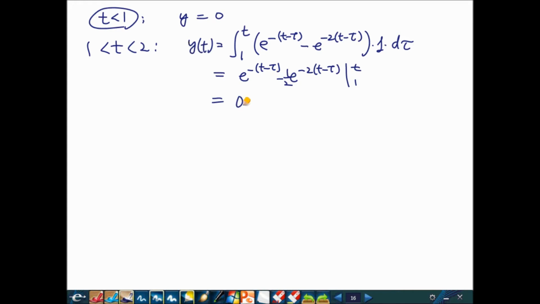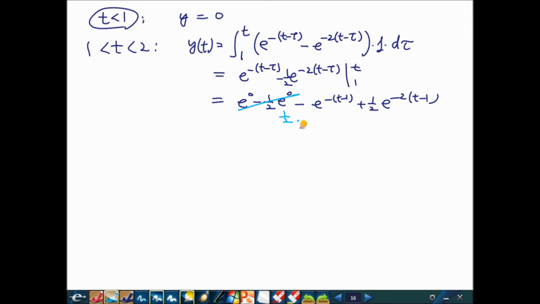So it's e to the 0 minus 1/2 e to the 0, which is 1/2. And minus e to the minus (t minus 1) plus 1/2 e to the minus 2(t minus 1). So this one is 1/2.